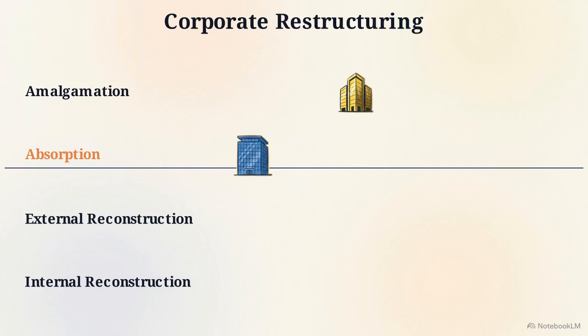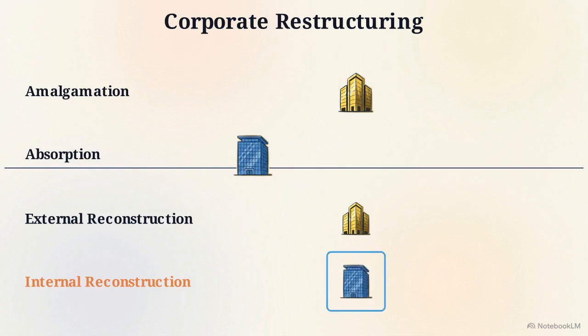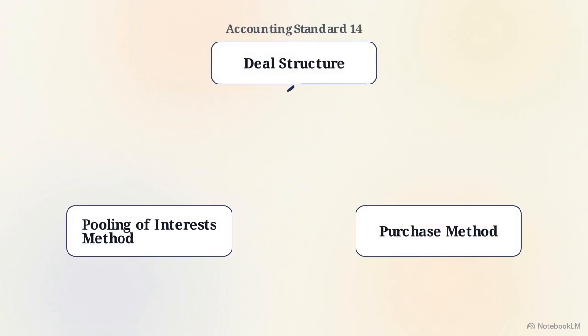During external reconstruction, one existing company winds up and a single newly formed company is created specifically to take over its business. In internal reconstruction, the company does not wind up. Instead, it undergoes an internal balance sheet overhaul to write off fictitious assets while keeping its original entity intact. Misidentifying the structure of the deal leads to the wrong Accounting Standard 14 method, such as applying the pooling of interests method when the purchase method is required.